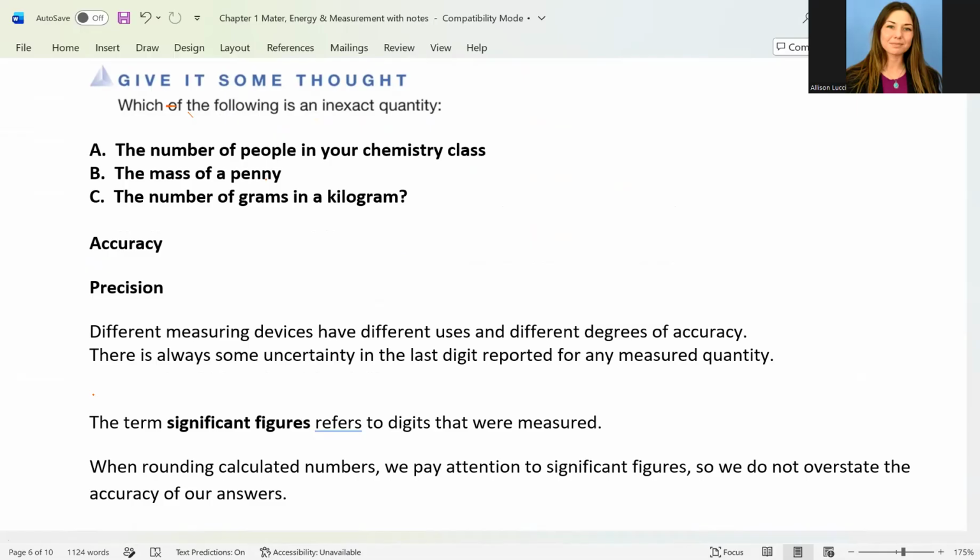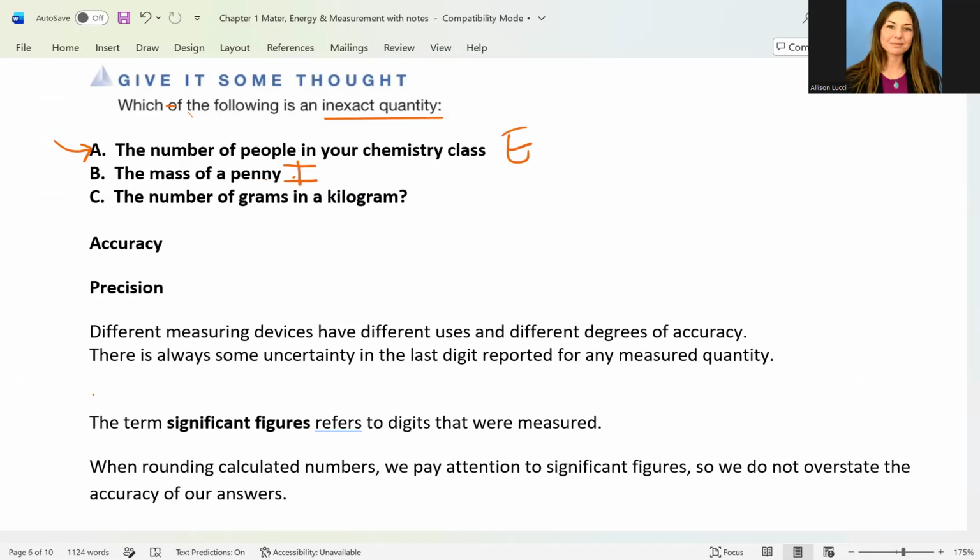In this example here, we're asked to give some thought to whether or not these values would be considered an inexact quantity. The number of people here in part A in your chemistry class. Do you measure that with a balance or a scale, or do you count that value? If you can count that on your fingers, that would be an exact number. Or maybe if you have a large class, maybe you have to use your toes. Then we have in part B, the mass of a penny. For that, you would have to use a balance or a scale. There would be some uncertainty depending on how precise your measurement was made, how expensive your instrument is. So that would be an inexact value.